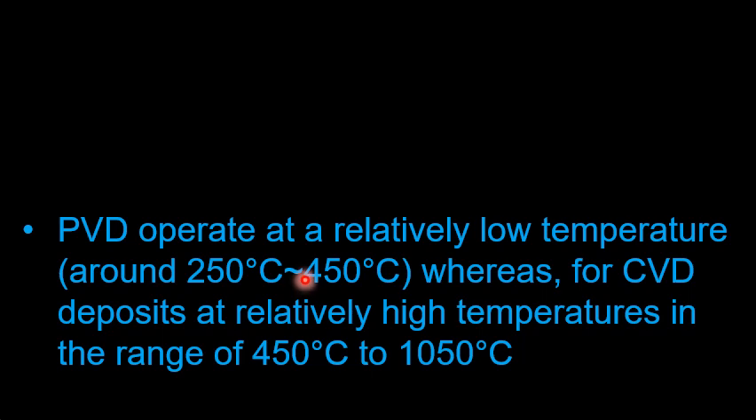It's around 250 degrees centigrade to 450 degrees centigrade. Usually this temperature is used for heating a substrate for getting a better adhesion of a thin film on the surface of the substrate. Whereas in case of the CVD process, please note that the operating temperature is in the range of 450 degrees centigrade to 1150 degrees centigrade. Please note that the temperature of a CVD system may rise up to 1200 degrees centigrade and even more. It depends on the situation in which you want to deposit a thin film.